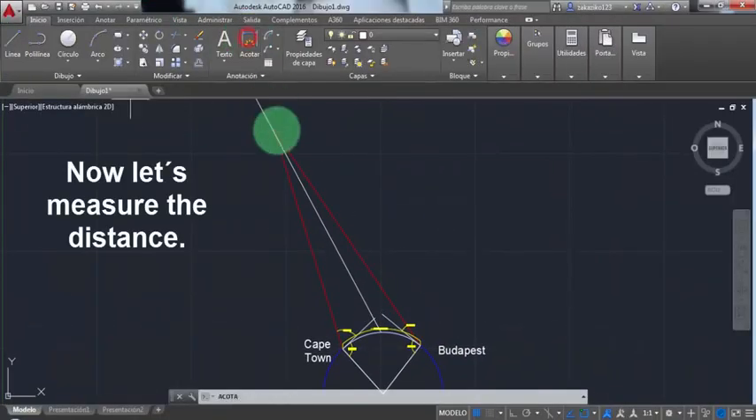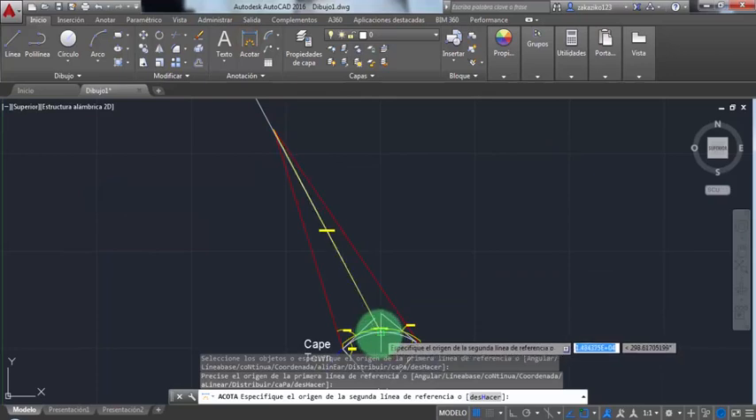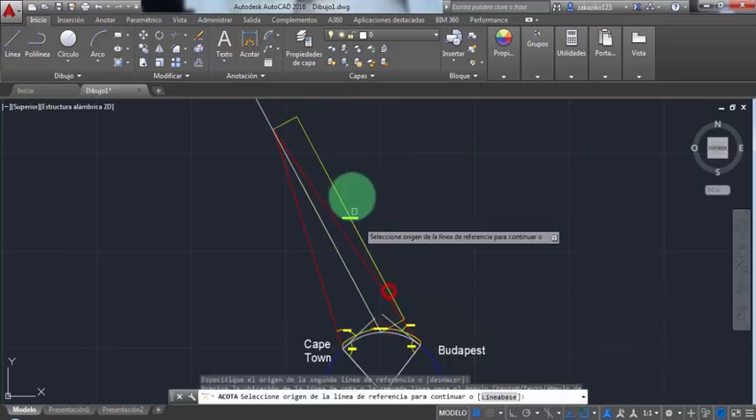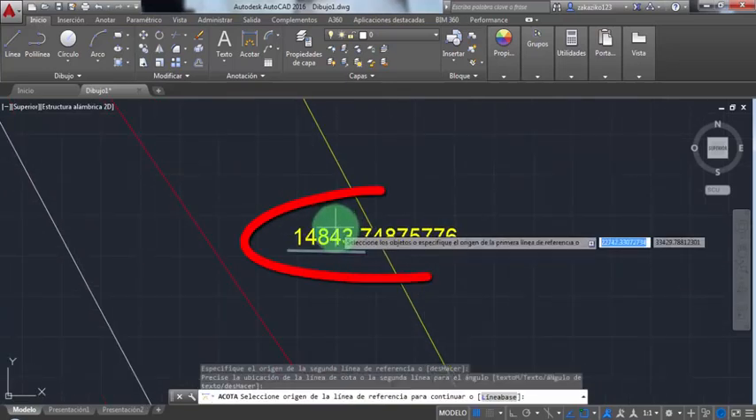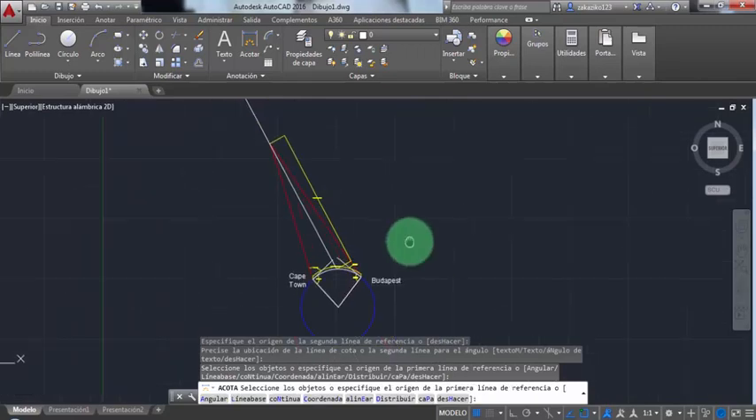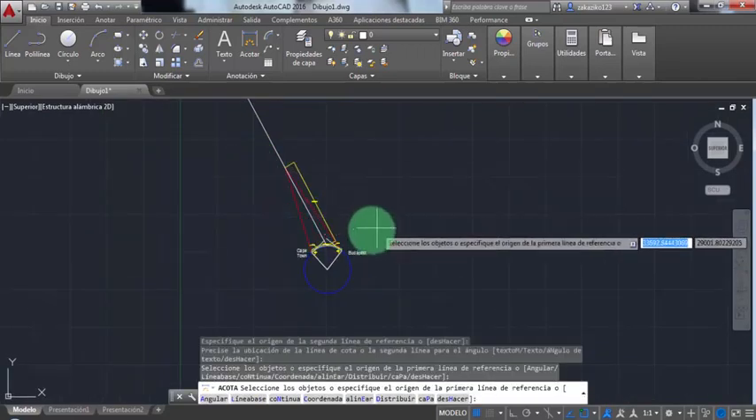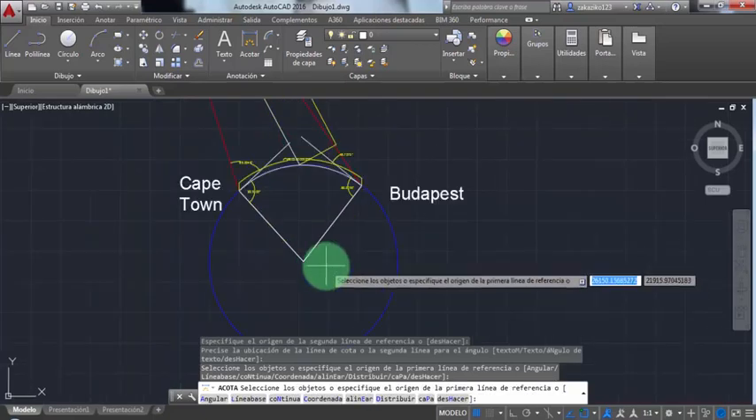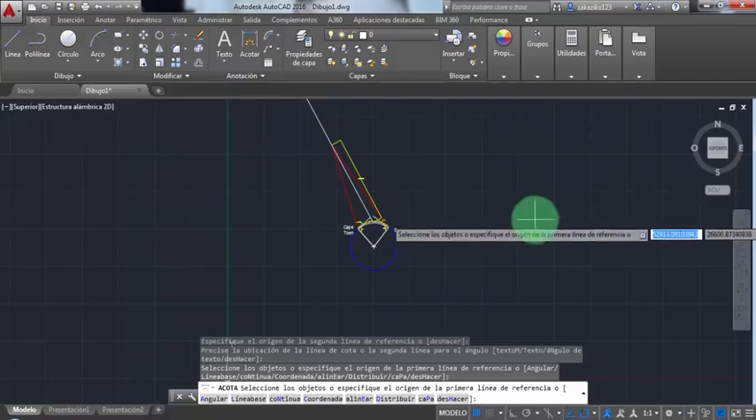Now let's measure the distance to the sun. Are you ready? Wow, it's not even 15,000 miles. But we are not done yet. I am really doing my best to make this heliocentric model work. Now let's draw the angle of Cape Town facing the opposite direction and see what happens.